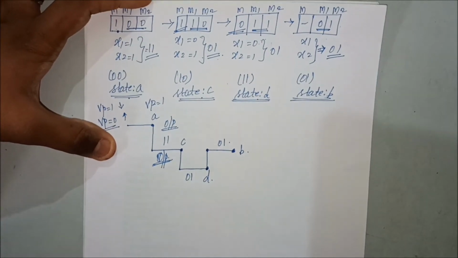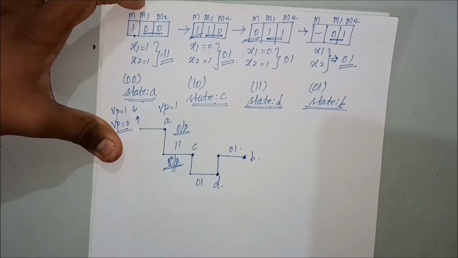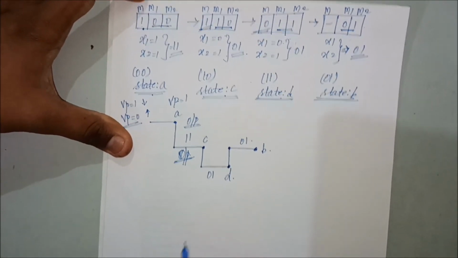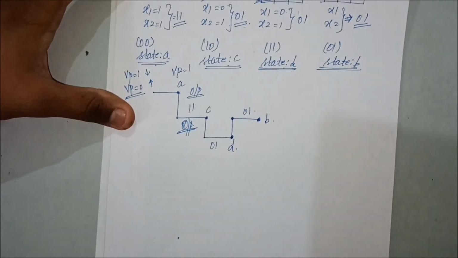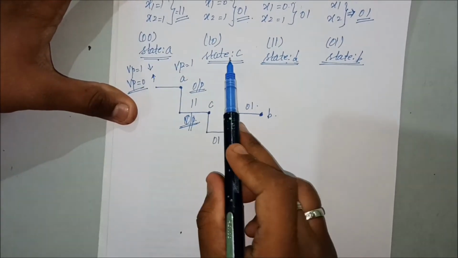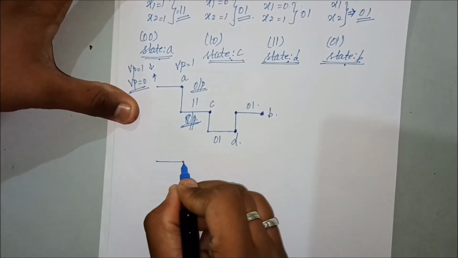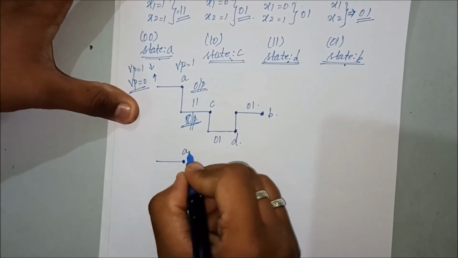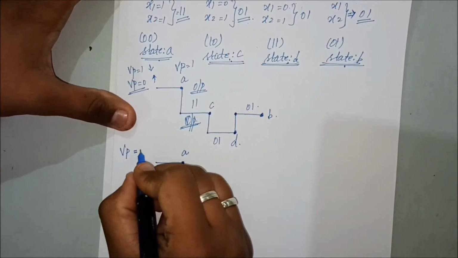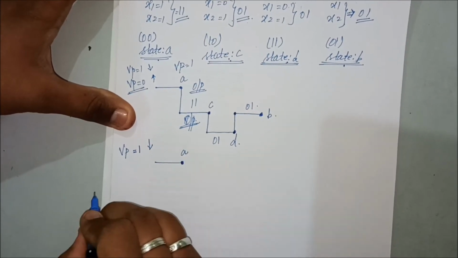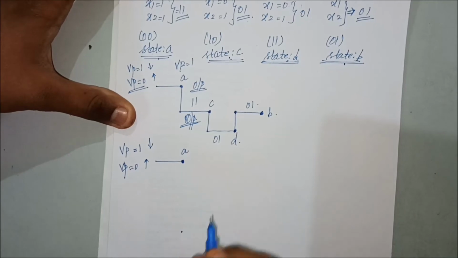So this is how we have to draw the code tree. Let me explain it once again by drawing again. See, listen. First of all, the same state A, state C, state D, state B. First I'm going to draw the horizontal line. So this is A. The code diagram condition is: if Vp equals 1, we have to come downwards, and if Vp equals 0, we have to move upwards.